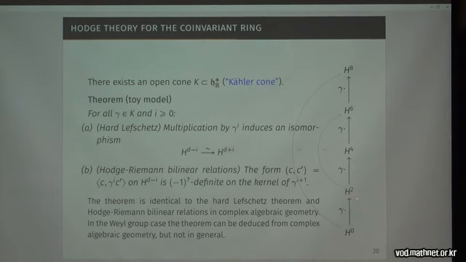So another way of saying it is if I want to pair an element here with another element, I take my first element and I use gamma to take it up to here, and then I just pair these two elements. So I get some symmetric form on each of these vector spaces, and what the Hodge-Riemann relations tell me is what the signature of this form is. Okay? And I don't want to go into too much detail about what this is, but you can think that it's just a statement about the signature of a form.